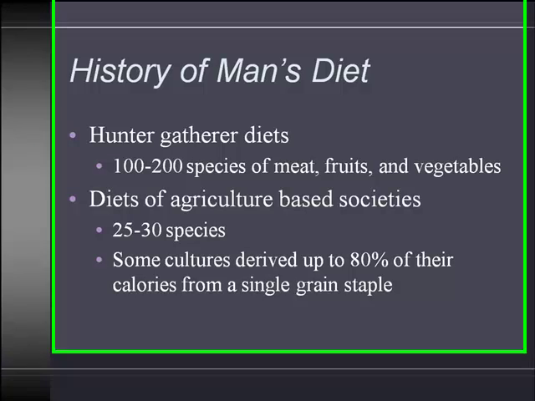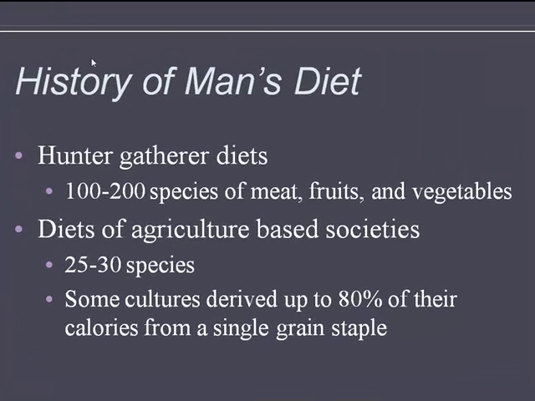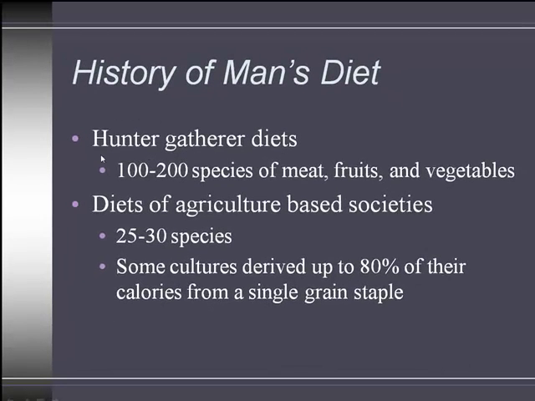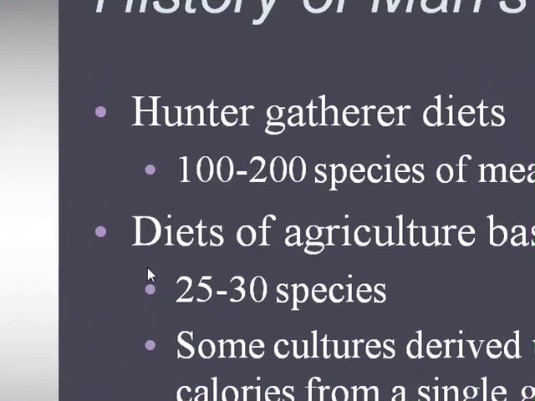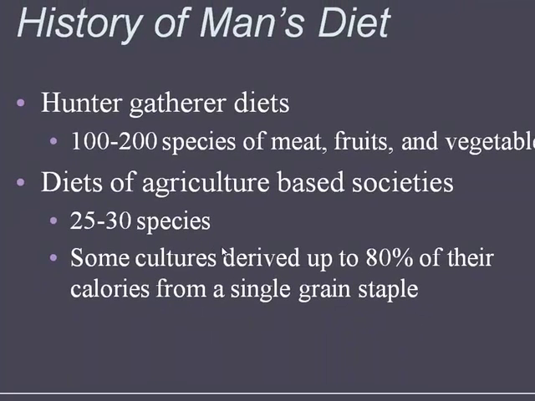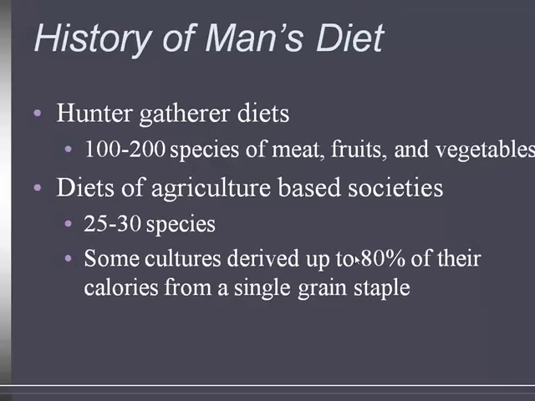If we look at the history of man's diet, most of our genetic history comes from hunting-gathering diets. And with a hunting-gathering diet, you can see 100 to 200 species of meat, fruits, and vegetables. Now, as man moved more toward an agricultural base, that diet variety diminished to 25 to 30 different species, and some cultures were deriving up to 80% of their calories from a single grain staple.